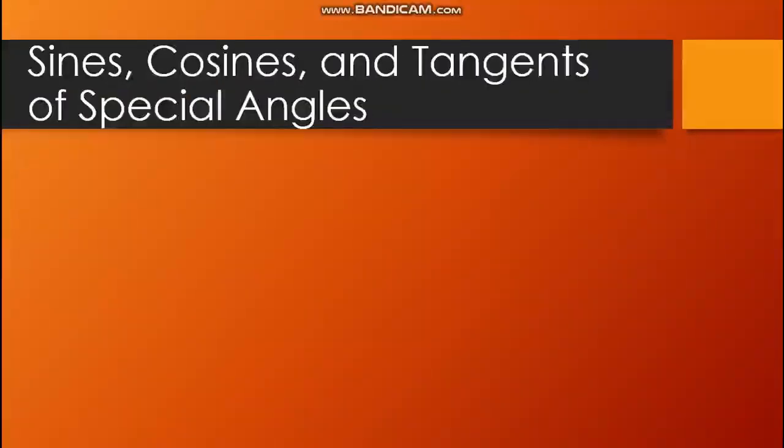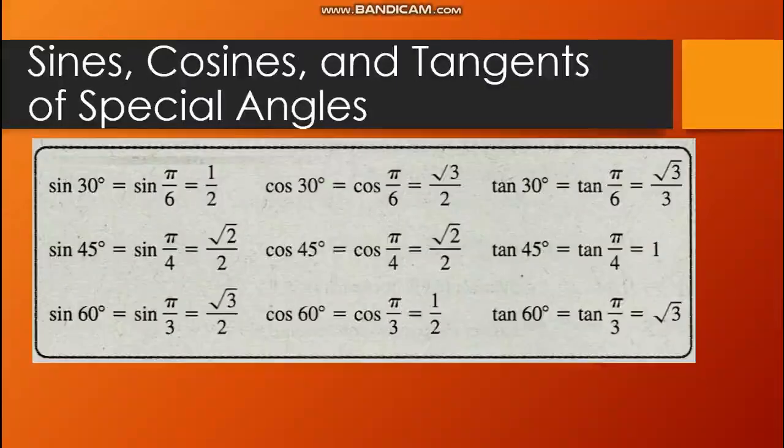Now, we have the sines, cosines, and tangents of special angles. Yung mga special angles natin, ito yung 30, 45, and 60 degrees. At ito yung mga values of the sines, cosines, and tangents. For sine 30 degrees, we have that is equal to 1/2, or sine 30 is the same as sine pi over 6 in radian. And cosine 30 degrees equal to cosine pi over 6 equal to square root of 3 over 2. For tangent 30 degrees, that is the same as tangent pi over 6 equal to square root of 3 over 3.